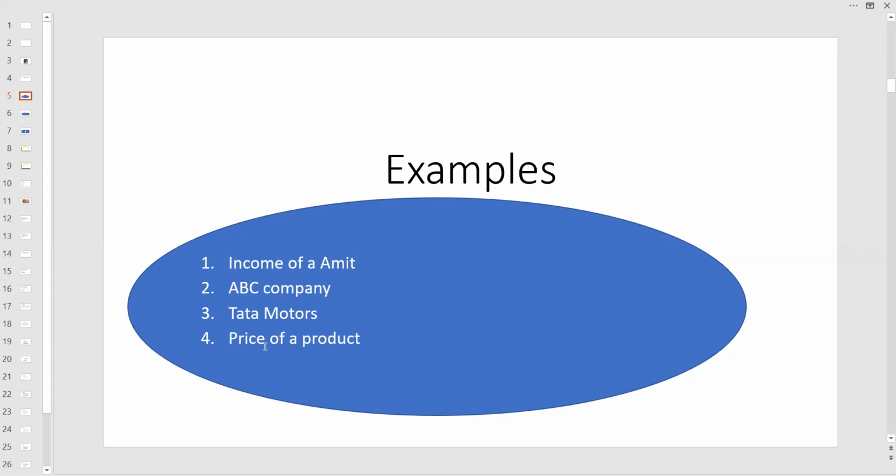So from these examples, we understand that microeconomics is a branch of economics that studies the behavior of individuals and firms in making decisions regarding the allocation of scarce resources and the interaction among individuals and firms. Okay, so microeconomics, it takes microscopic view of the economy.